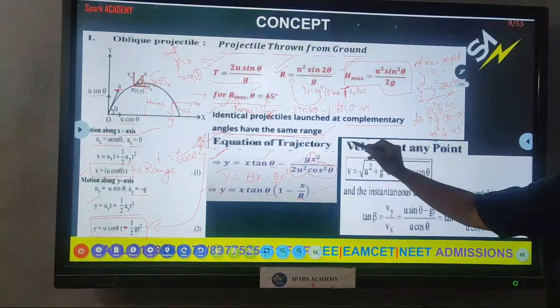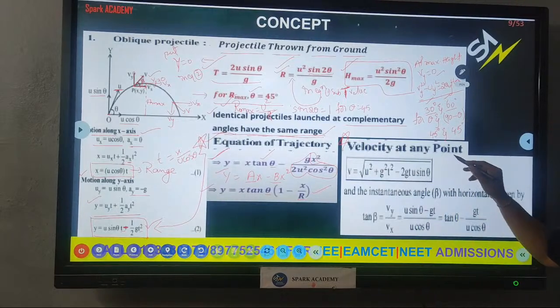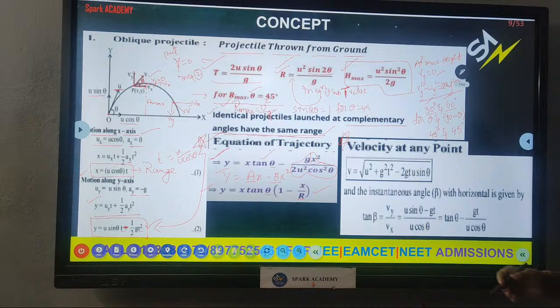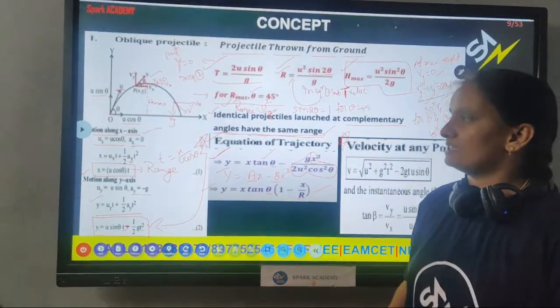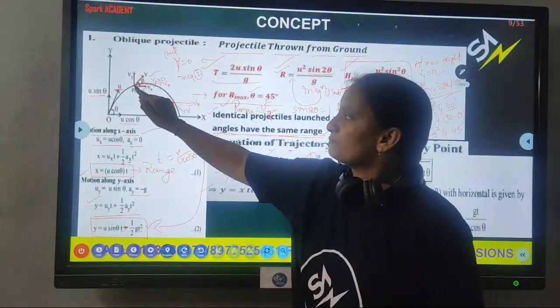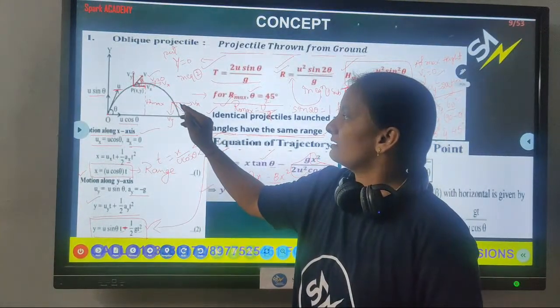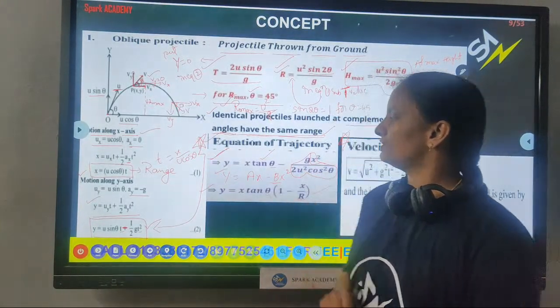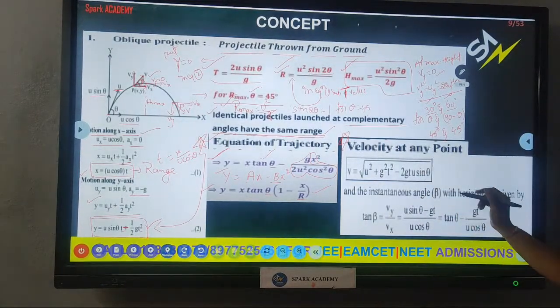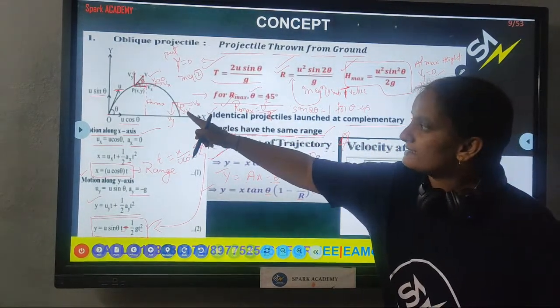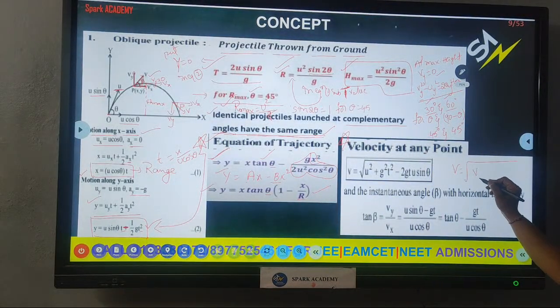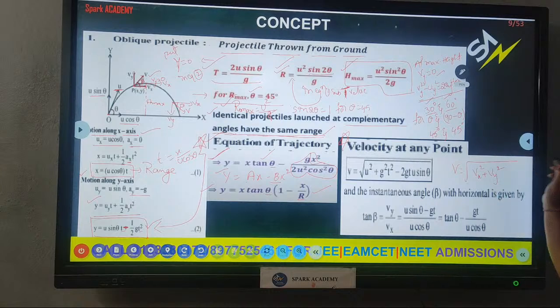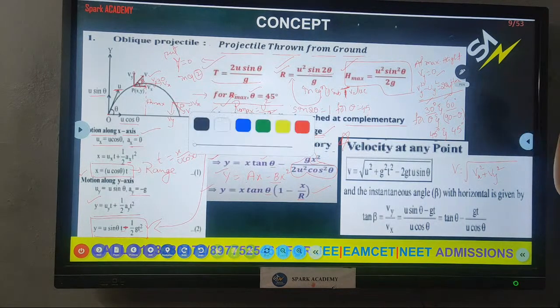And next, finally, velocity at any point. What will be the velocity at any point? Here it is nothing but the instantaneous velocity at the particular point, making angle beta with the horizontal. So velocity at any point means the resultant, as it is resolved into its components: v is equal to under root of vx square plus vy square.